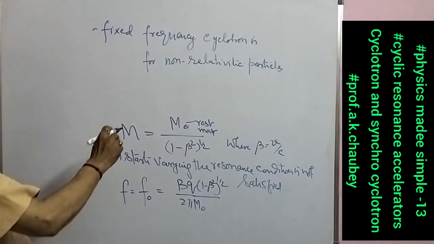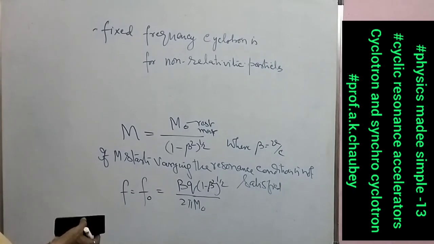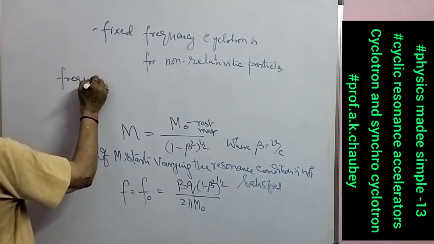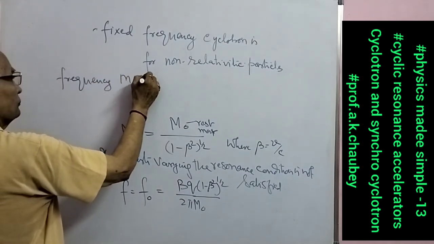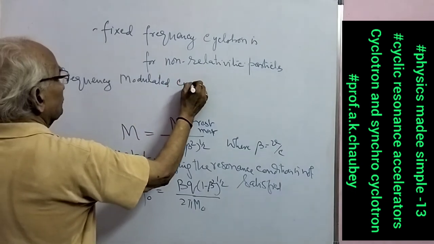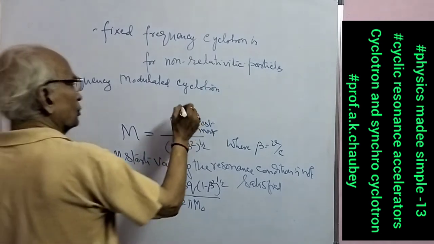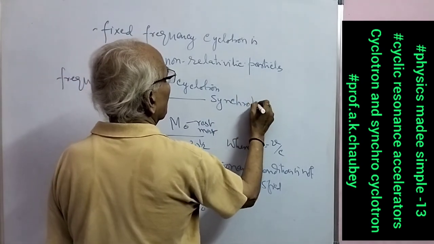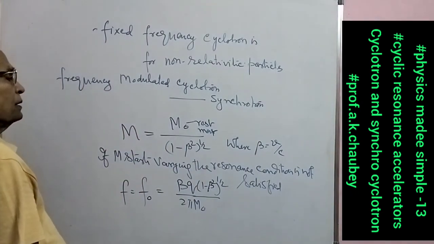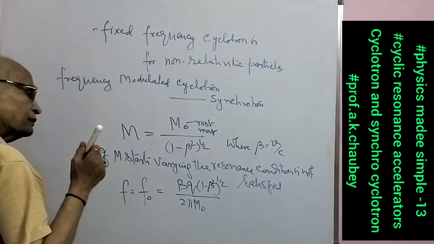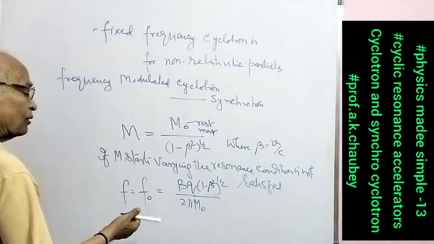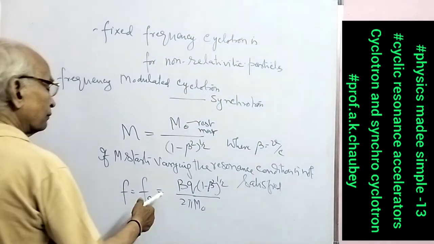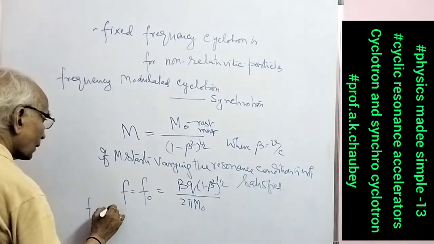To have higher energy machines, what do we do? We use the frequency modulated cyclotron. This machine is also called a synchrocyclotron. A frequency modulated cyclotron means a machine which is modified where the oscillator is not of fixed frequency F but of variable frequency, so that this equation is satisfied and the resonance condition holds. What frequency? F is equal to F naught times (1 minus beta square) to the power 1 by 2.